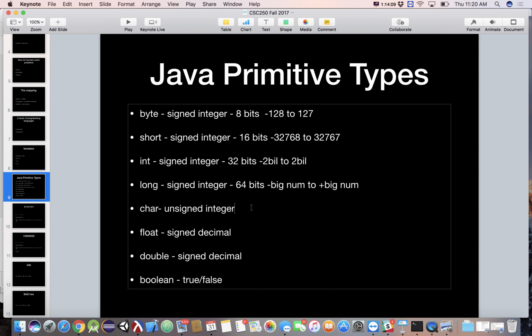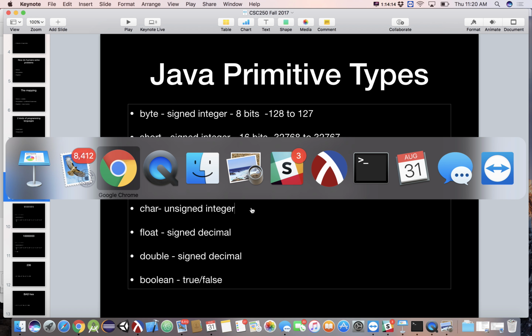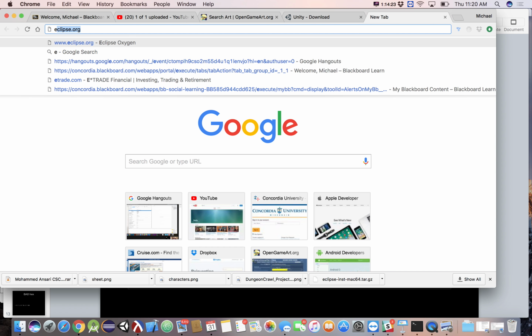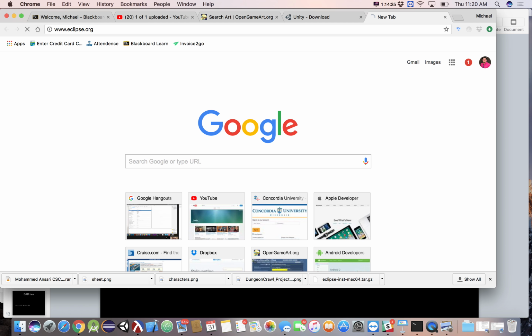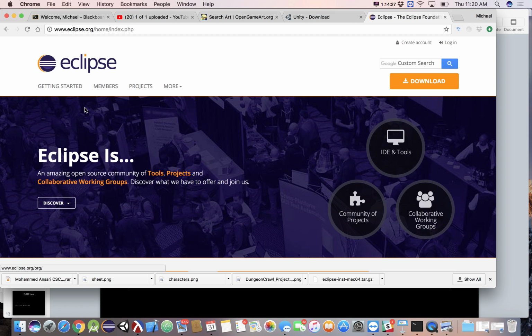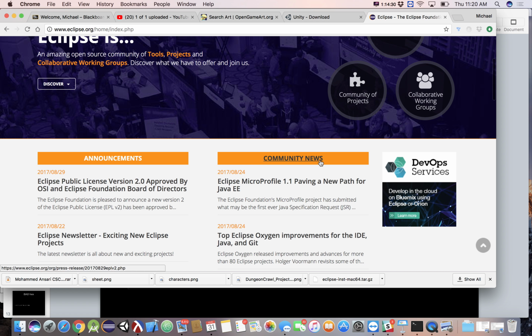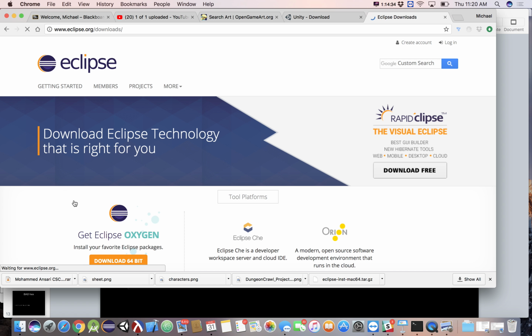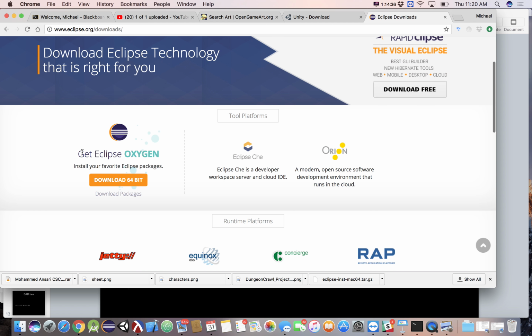At the beginning of next class, we'll briefly talk about the purpose of chars, and then hopefully we can actually jump into Eclipse next class. What I will ask you to do for Tuesday, I won't assign it, but I'm going to ask everybody to do it. I already have a link up on Blackboard for it, but go to eclipse.org and download the latest Eclipse. Download the Eclipse IDE. It's called Eclipse Oxygen, and it'll pick for your platform, whether you're Linux, Mac, or Windows.